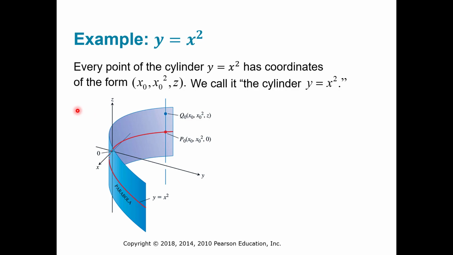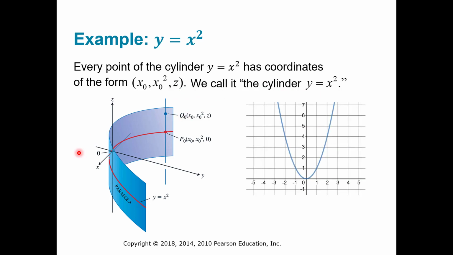Now here's an example. y = x². In 3 dimensions, this is a cylinder. Every point of the cylinder y = x² has coordinates of the form (x₀, x₀², z). Since y is x², your y component is x₀ squared, and then z values. Notice we don't have any information about z, so z can take on any values. And so we call this the cylinder y = x².